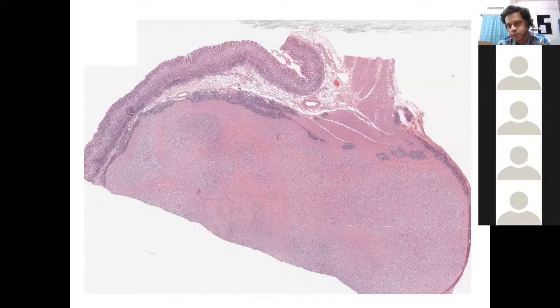I just showed this particular thing for one important feature. The stomach is one of the sites where the schwannoma is not encapsulated. It will be well circumscribed, but there will be no capsule. The other important feature is in the stomach, you will always have a peripheral rim of lymphoid follicles outside the border of the schwannoma. That's an important differential diagnostic feature.